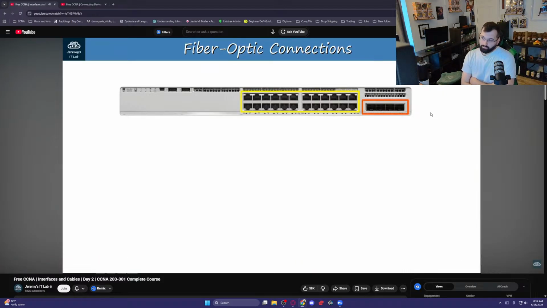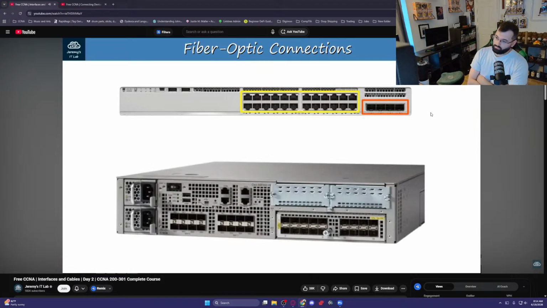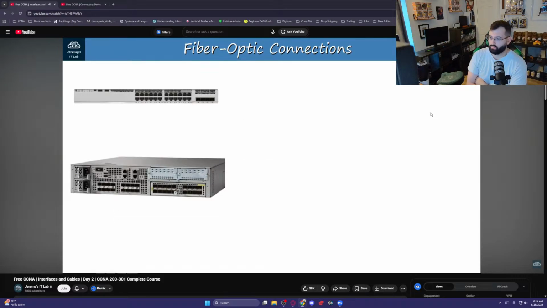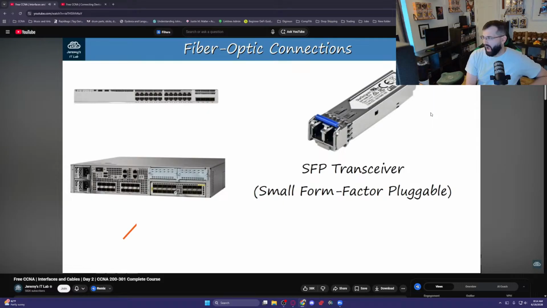But what about these 4 interfaces? Take a look at this Cisco router also. It only has 4 RJ45 ports. The rest of them look like those other 4 ports on the switch. In these interfaces, you insert one of these. It's called an SFP transceiver. SFP means small form factor pluggable. So you insert one of these into the device, but still things aren't complete.